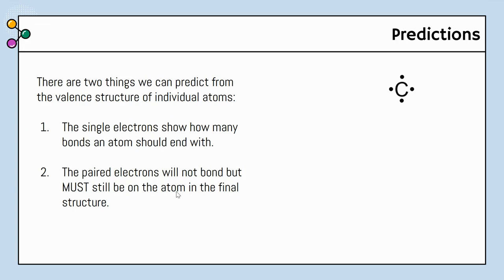So if I look at carbon, I can predict that because it has 4 single electrons, it should end with 4 bonds and no pairs of electrons. If you look at sulfur, it should have 2 pairs of electrons at the end and 2 bonds from its 2 single electrons. Bromine should end with 3 pairs of electrons and 1 bond from its 1 single electron. And hydrogen, one of our exceptions, because it has 1 single electron, hydrogen must form 1 bond, and that's it.